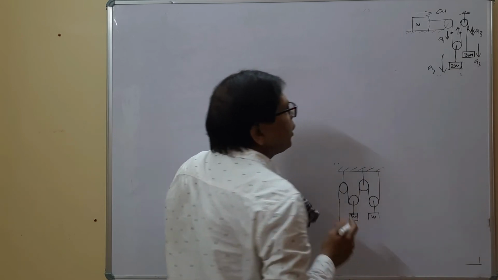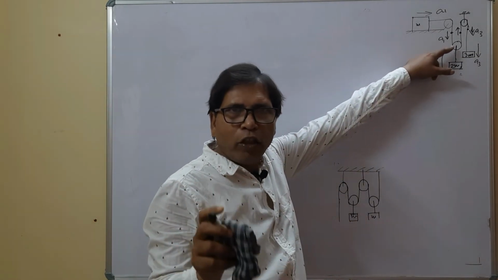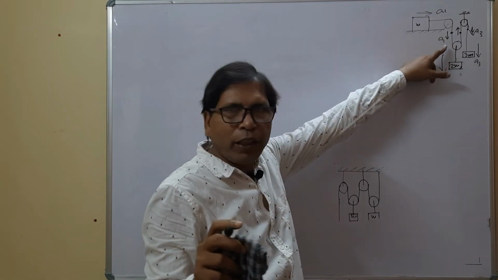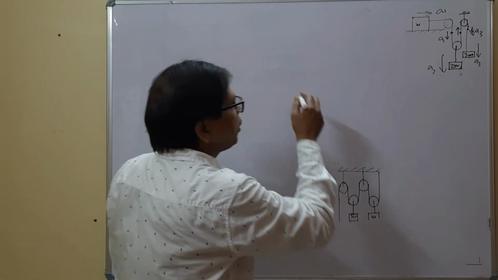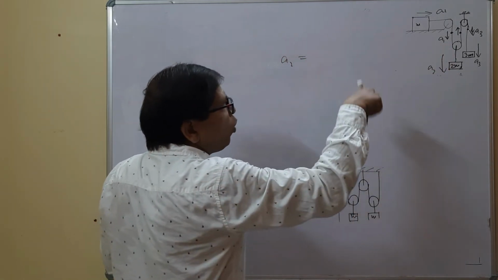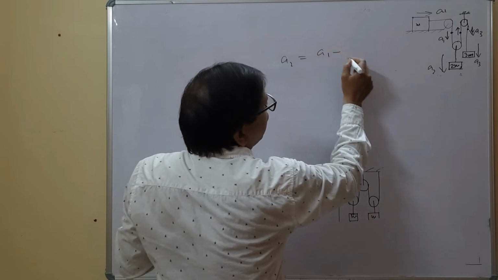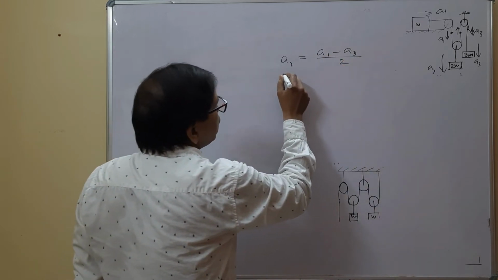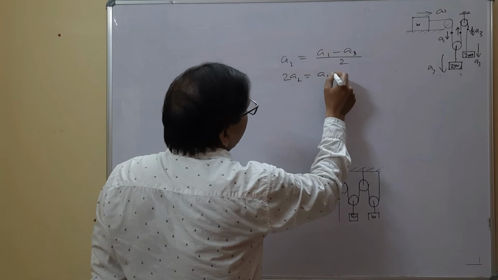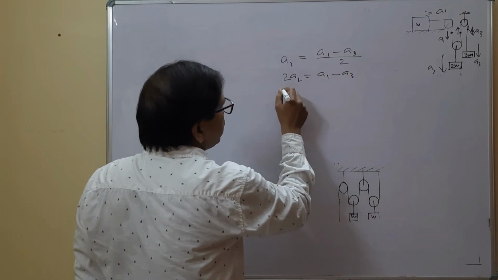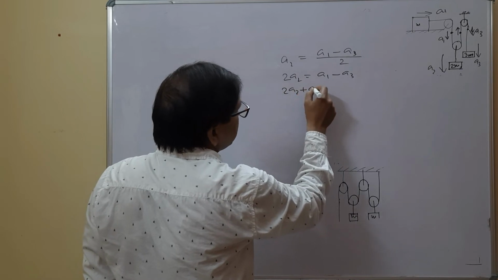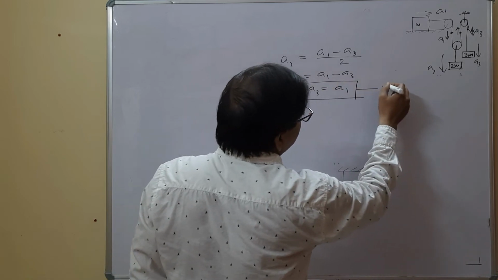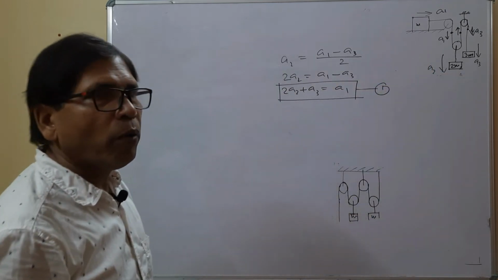Okay, now look at this, this is the movable pulley. The acceleration of the movable pulley is half the sum of the accelerations of its two ends. So a2, downward, a1 also downward, a3 upward, so a1 minus a3 by 2. So this is 2a2 equals a1 minus a3. So 2a2 plus a3 equals a1. This is the constraint relation of this problem.